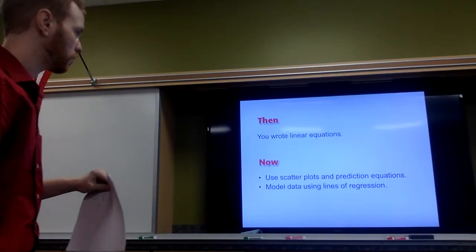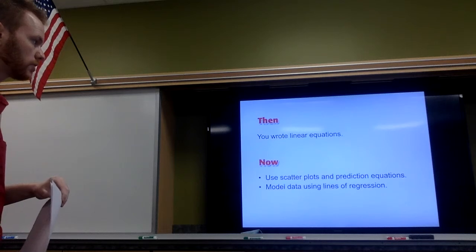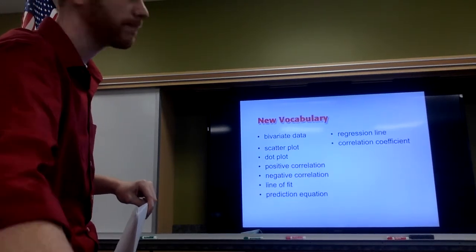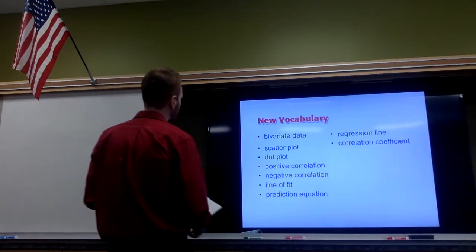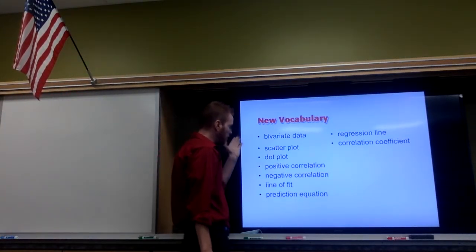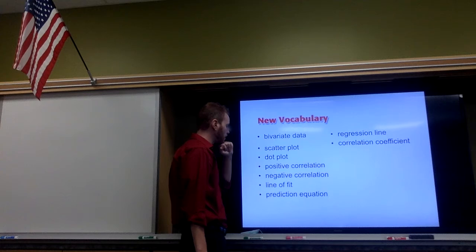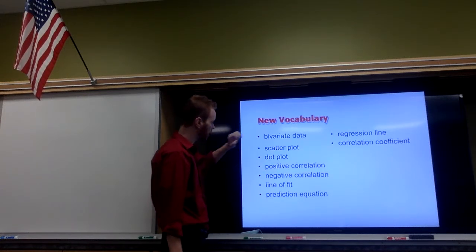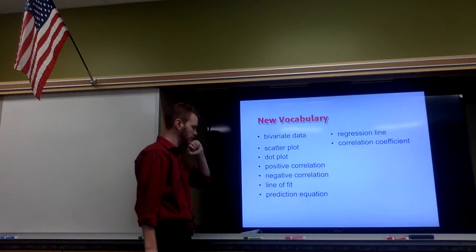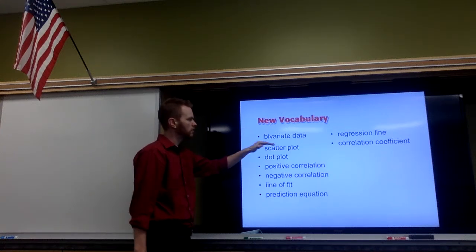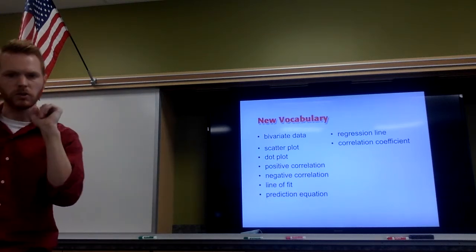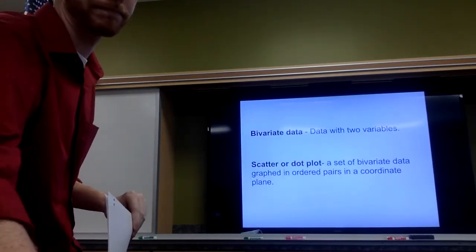So we wrote linear equations. Now we're going to use scatter plots and prediction equations, and we're going to model some data using lines of regression. A lot of vocab here. So some of it you might have heard before, positive, negative correlation, okay, correlation coefficient. You've seen scatter plots before, dot plots, kind of like the same thing there. Bivariate data, regression line might be a little bit new for you. Line of fit, prediction equation, those things we'll talk about, okay?